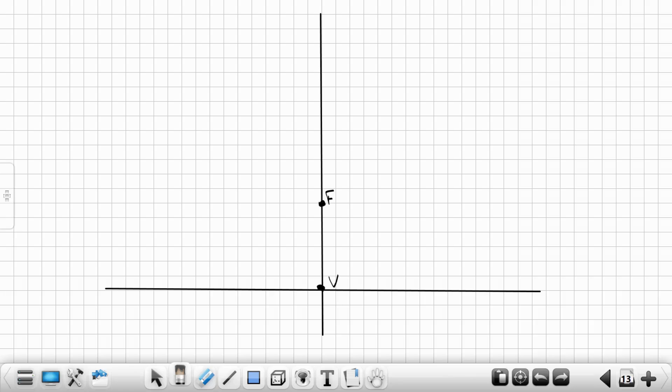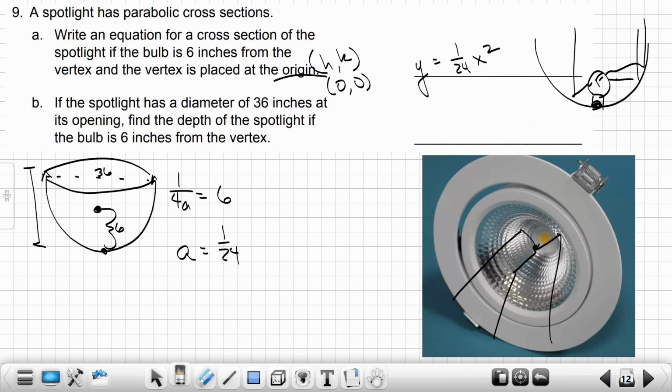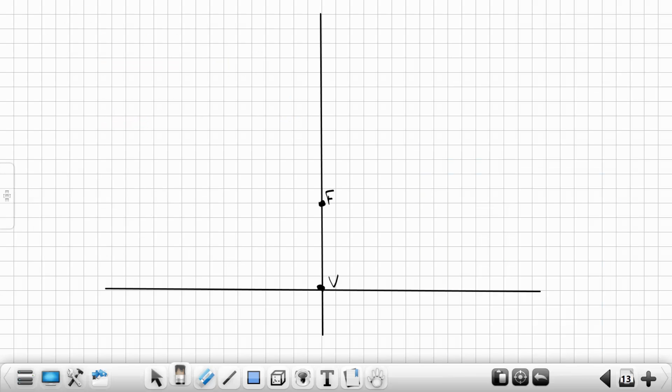I'll lead you guys a little bit. So let's say 1 inch away from the vertex. 1 inch away from the vertex, how deep is it? It's 1/24 of an inch tall. 2 inches away from the vertex, that's 2 squared, that's 4. It'll be 1/6. If I plugged in 2, I get 1/6. What will I need to plug in to see how high it is at that 36-inch diameter?